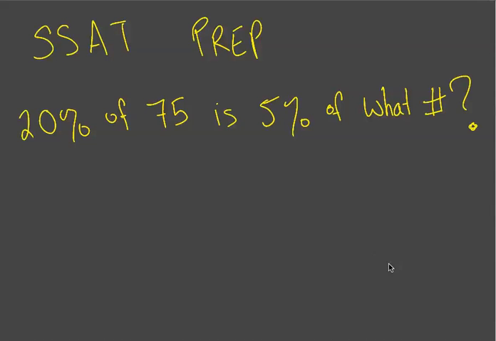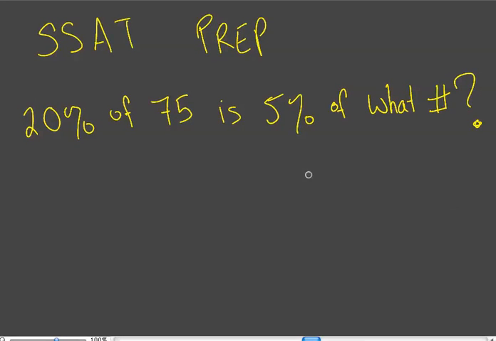All right, this is a question that could be on the SSAT, and it basically has to do with percents and ratios and all that. Okay, so if you're like most people, you're going to read this and try to solve it one way. It says 20% of 75 is 5% of one number. Of what number? So like I said, if you're like most people, you're probably going to try to find out what 20% of 75 actually is.